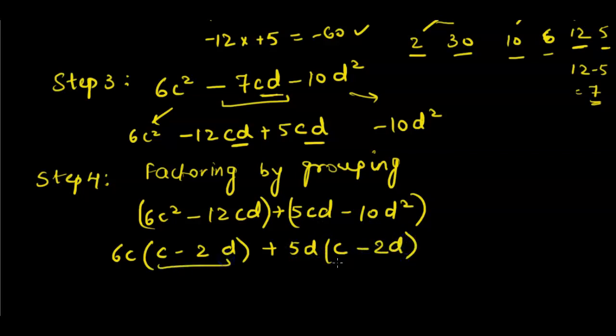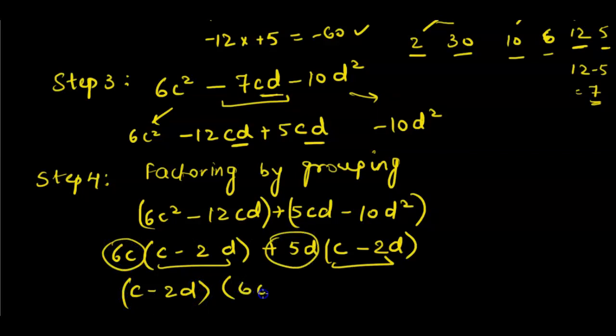We notice here these two are exactly same terms. So we'll take out c minus 2d common and we are left with 6c plus 5d in the second bracket. And this is how we change this form to this factored form. C minus 2d, 6c plus 5d.